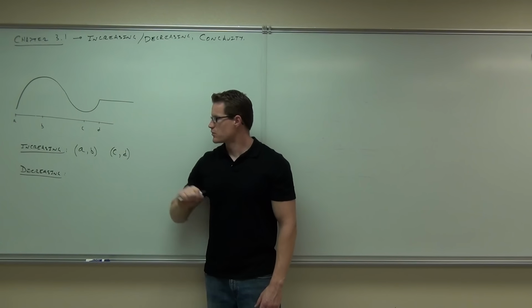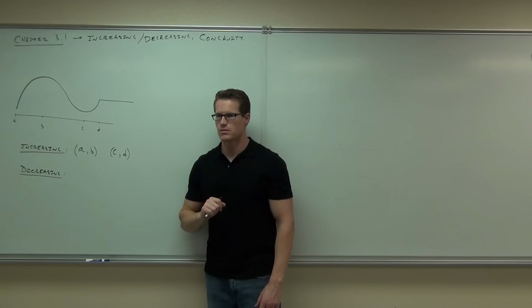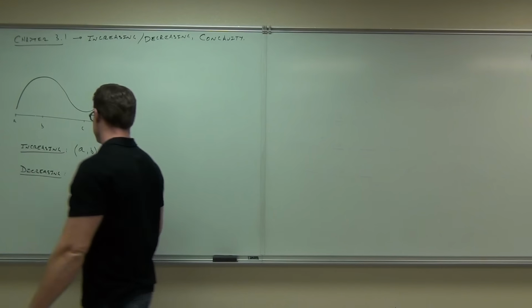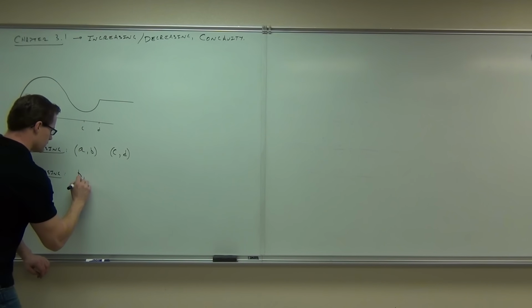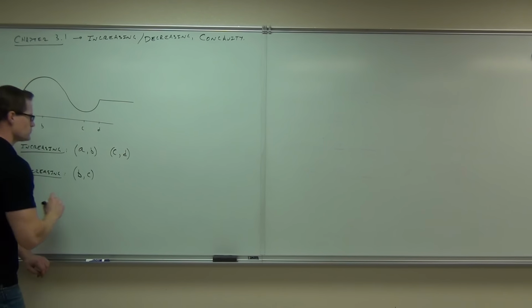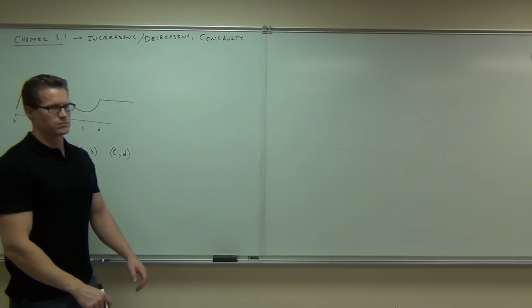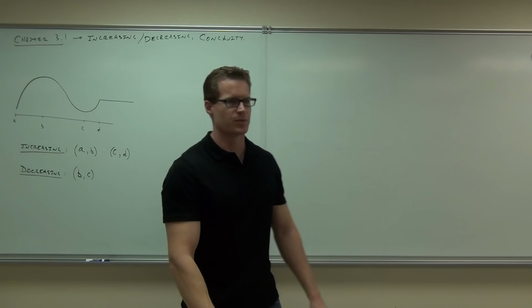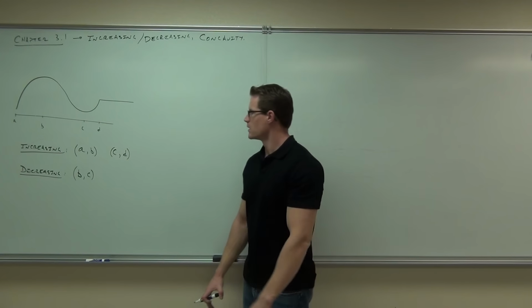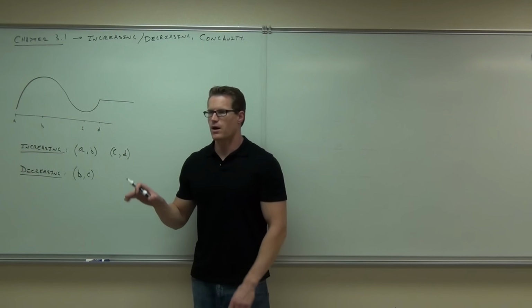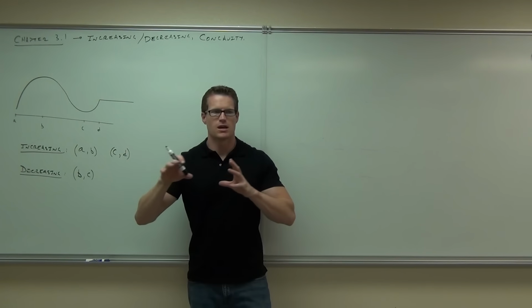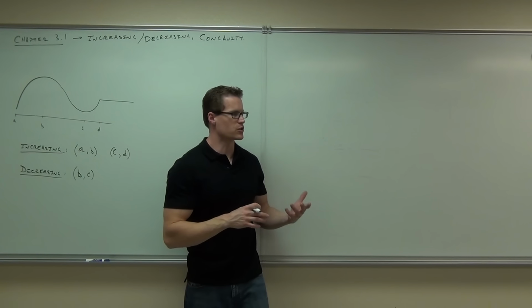Any intervals that are decreasing? For sure, B to C. D onward's pretty boring. D onward's just a constant. The slope is 0, it's going to stay 0 forever. What I do want to talk about are the slopes of the increasing and the decreasing intervals. What's happening to that function on those intervals?